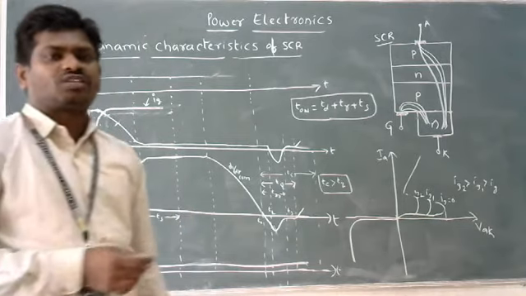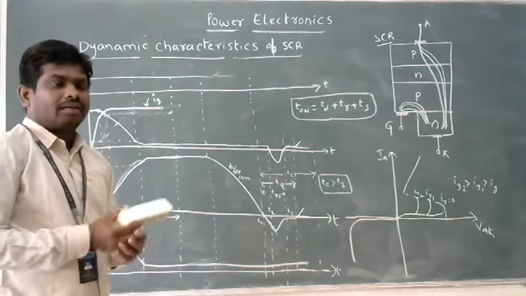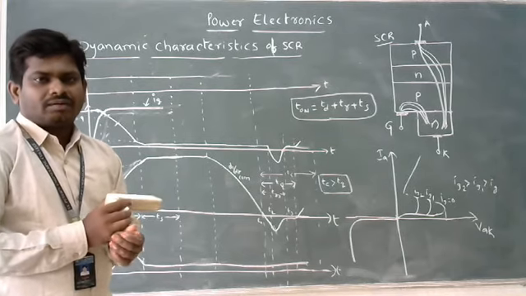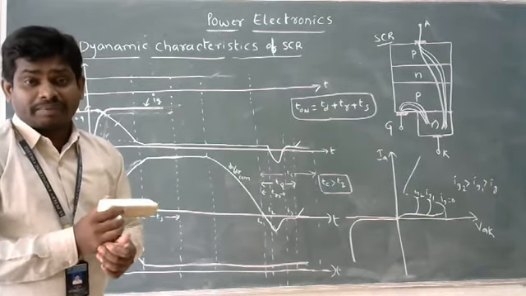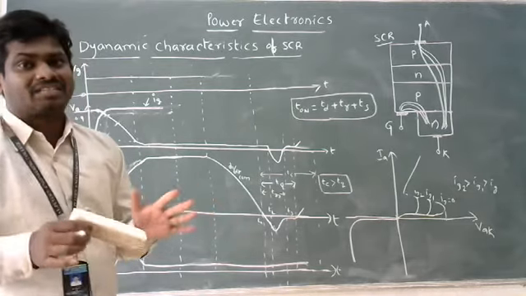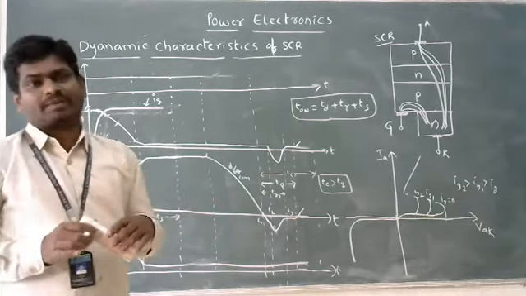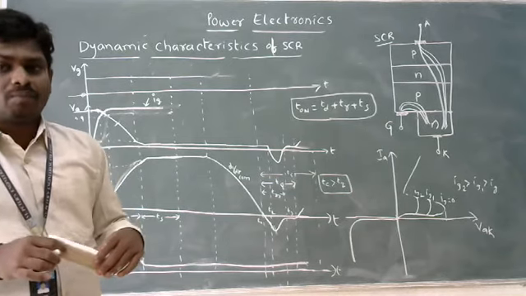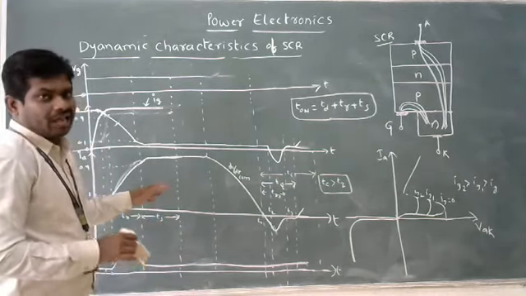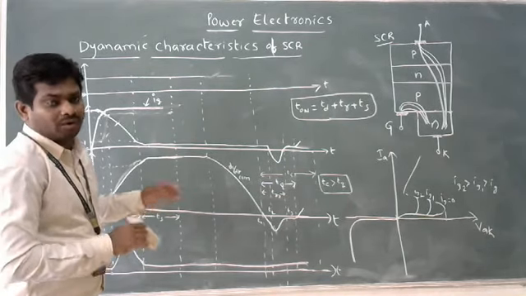What are the three modes of operation for the SCR? Three modes of operation are forward blocking mode, forward conducting mode, and reverse blocking mode. So on state means we are discussing two modes of operation: forward blocking mode and conducting mode. Still our device is in forward blocking mode only.